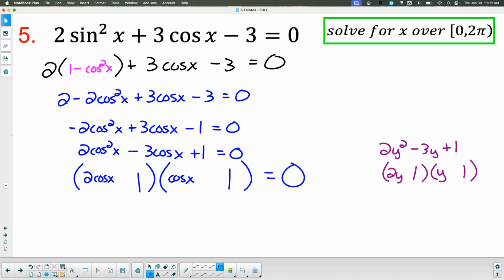Both negative. Why both negatives? Hold on, let me just ask the source. Why both negatives? Because this is positive, so that means they got to be the same sign. Because this one is negative, they both have to be negative. We're not even anywhere near done yet.